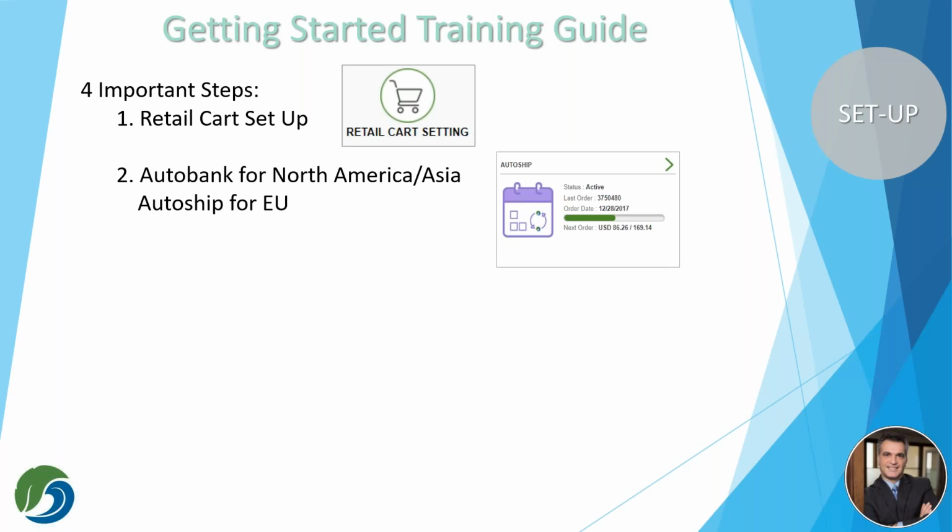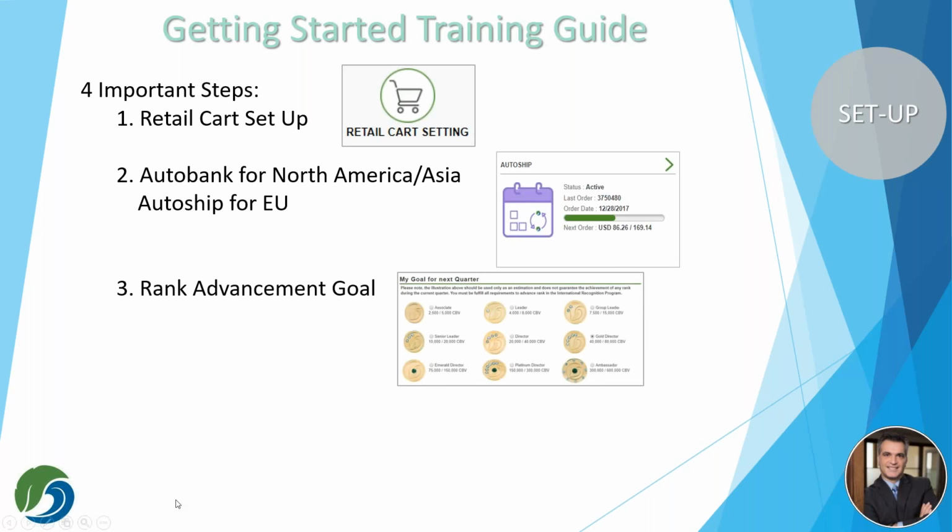Now, if you're from the EU, you want to be on an auto ship program, which is a 90 BV order every 2 months or a 250 BV order every 6 months. So work with your sponsor, make sure you understand the auto bank and also the auto ship. Now, rank advancement goal, you can set it up through your back office. And you're going to learn more about the advancements and the rank and recognition program as we get towards the end of this training.